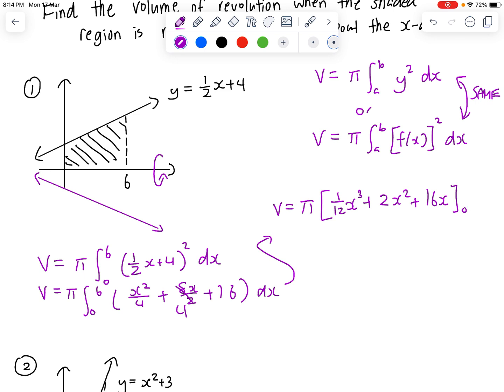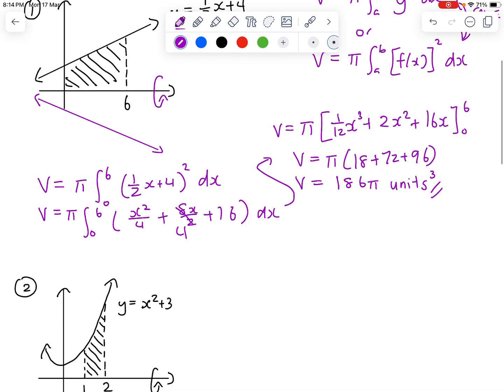And then remember to always put our lower bound and upper bound in. Once we simplify that, we get 18 plus 72 plus 96. So remember, what I did was I plug in the value 6 into x, and then subtract 0, where I substitute 0 into the x values, and I get our final value, 186 pi. And remember to always put our units, and in this case it's a volume, so it's units cubed. So there you have it.